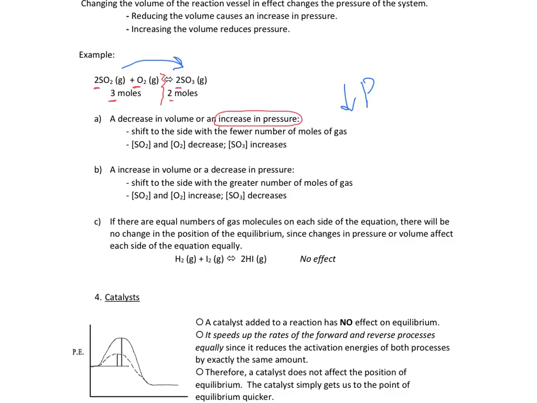When it shifts towards the right, or towards the products, it's shifting towards sulfur trioxide, and therefore the equilibrium concentration of sulfur trioxide will increase. It's shifting away from sulfur dioxide and oxygen, therefore these concentrations will decrease.